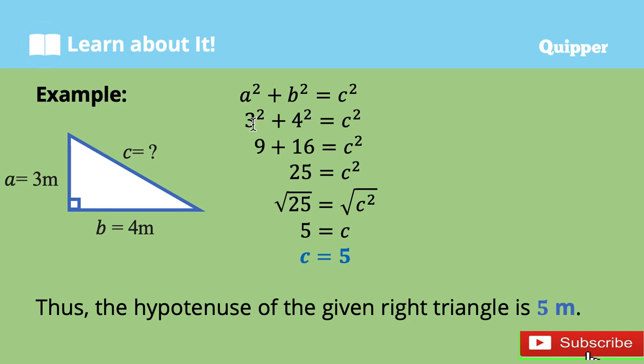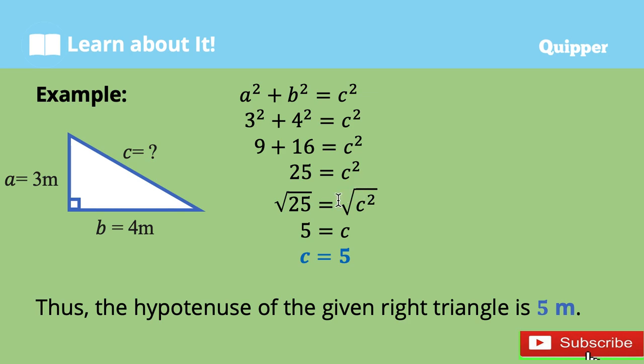Then simplify 3 squared, that is 3 times 3, we have 9. And 4 squared, 4 times 4, which is 16. Then just copy C squared since we don't have yet the value for C. And 9 plus 16 is 25. Again, just copy C squared. And take note, we are looking for C, not the C squared.